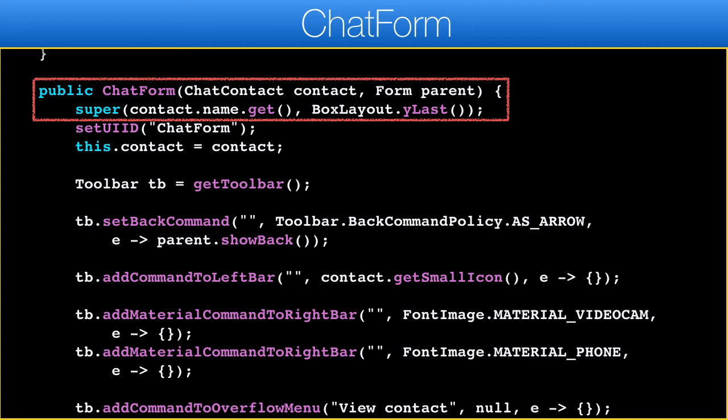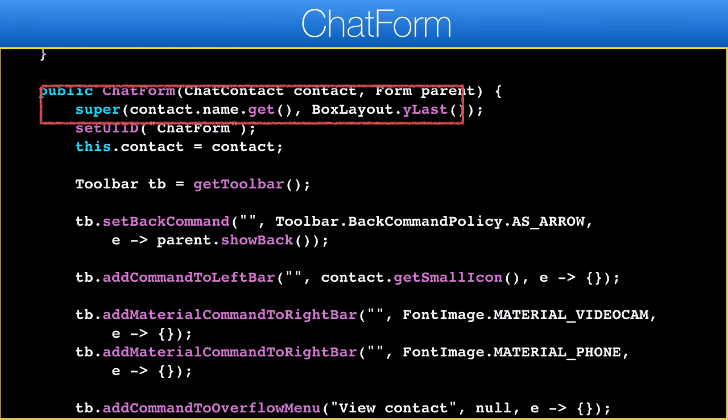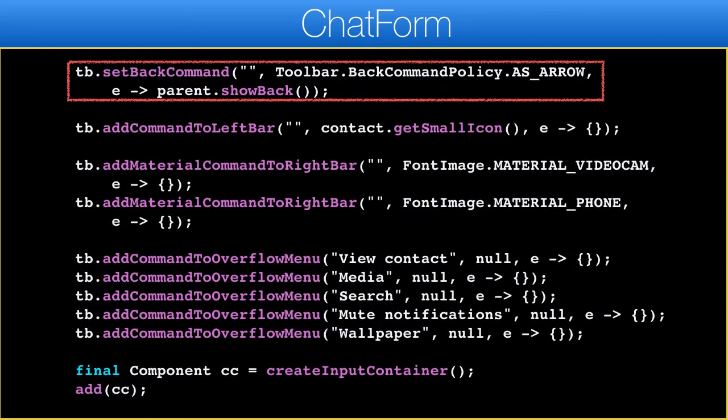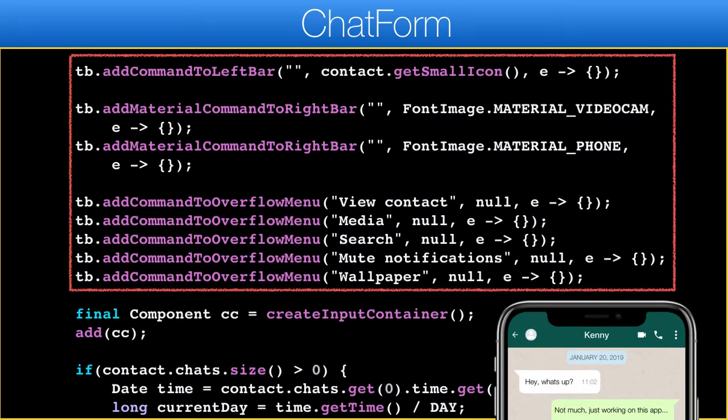This approach has the downside of hiding the chat text field when scrolling up, which is inconsistent with the way WhatsApp works, so you might want to revisit this with a border layout if you want that behavior. We use the chat form UI ID for the background image of the form. Here we use a standard title with the back arrow to navigate to the previous form.